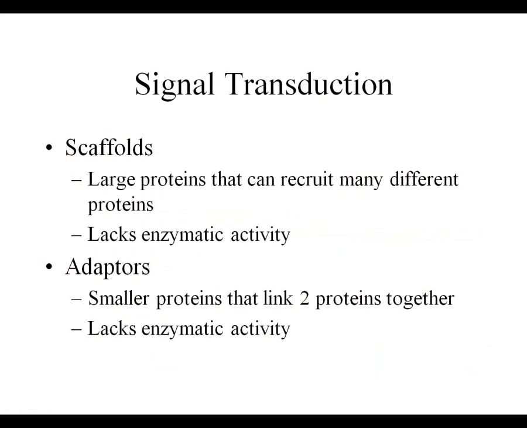Okay. So besides the proteins that actually propagate the signal, there are two types of proteins, scaffolds and adapters, that assist in this. Scaffolds are large proteins that can recruit all kinds of different proteins together, but in and of themselves lack any enzymatic activity. And then there are adapter proteins that are smaller than scaffolds that can link two proteins together, but in and of themselves lack enzymatic activity.